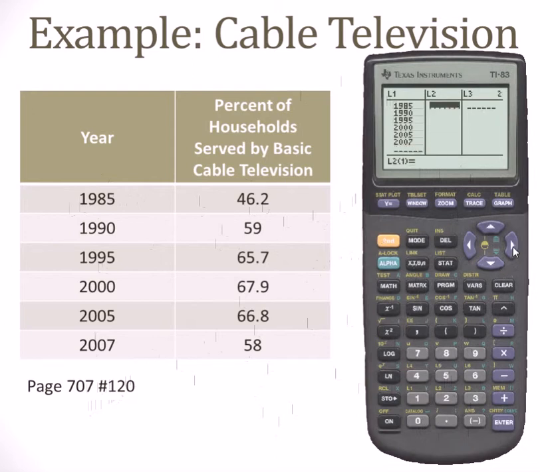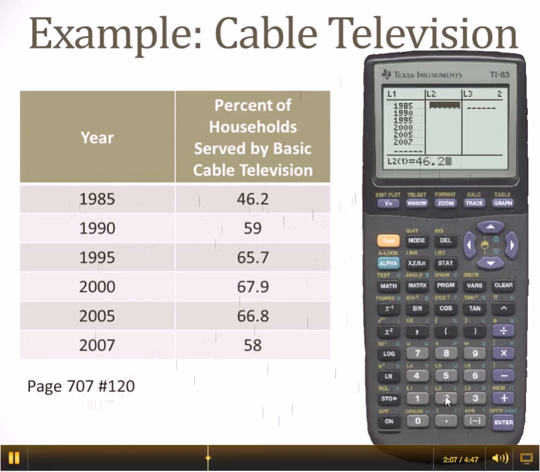And then let's go over to L2 and input the other column, 46.2. We're on the second column now, so we're doing that on L2. And then 59, 65.7, and so forth.